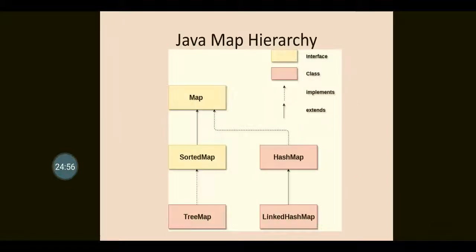This is the Java map hierarchy. Here map is the interface. From the map interface we have the sub interface SortedMap, and from that we can implement the TreeMap class. From the map interface we can implement the HashMap class, and from the HashMap class it is possible to extend the LinkedHashMap class. Have a look at this diagram for a few seconds.